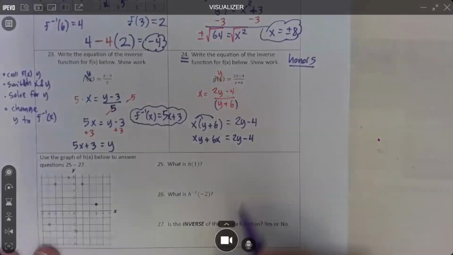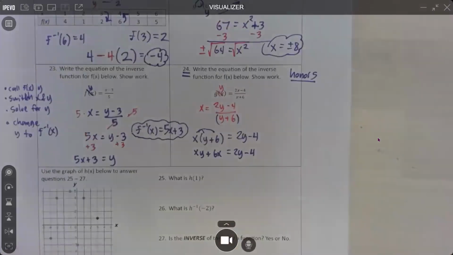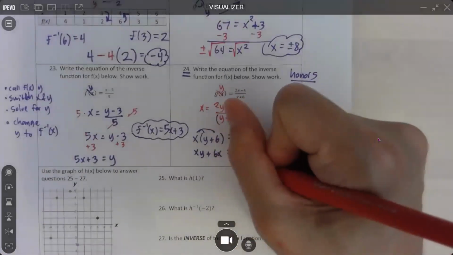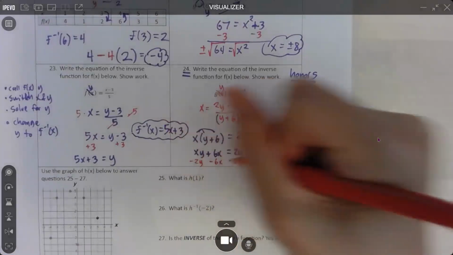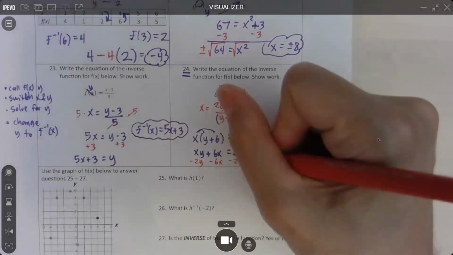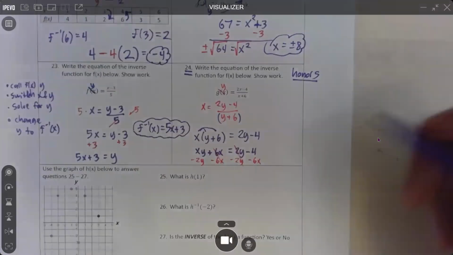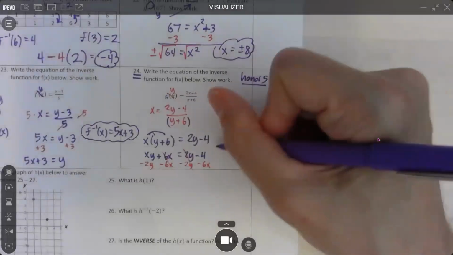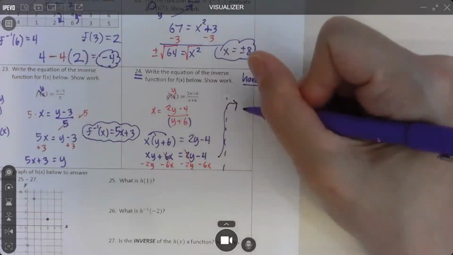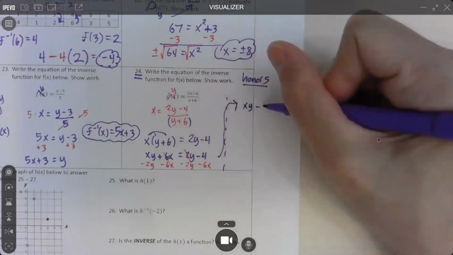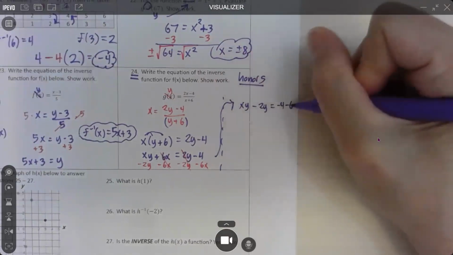The next step is to rearrange. Get the y's over here and the x's over here. I'm going to just kind of do all that at once. So minus 2y, minus 2y, minus 6x, minus 6x. And so what's going to happen is those will not be there, those will not be there. And so as I rewrite that over here, it's going to look like xy minus 2y equals -4 minus 6x.